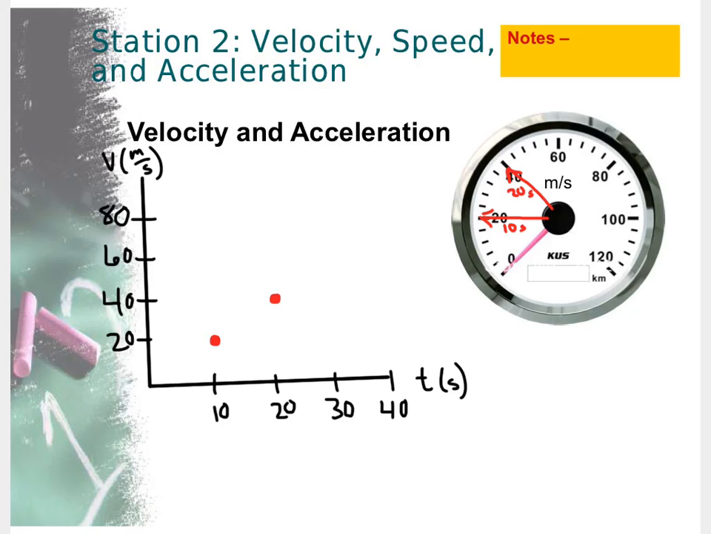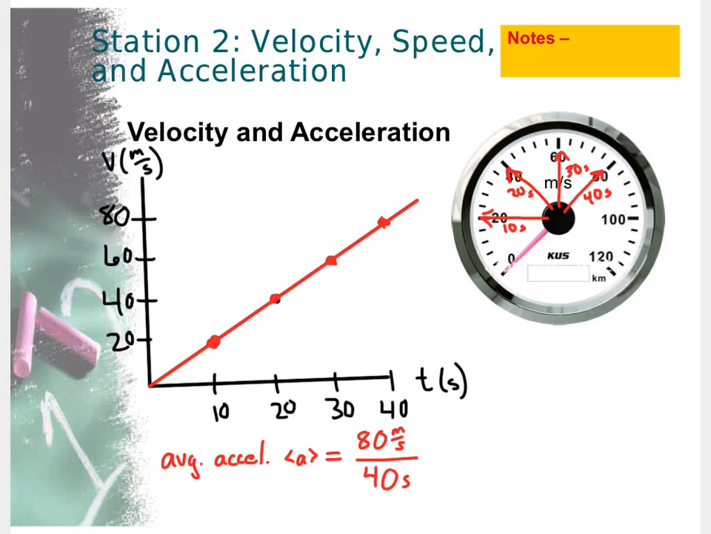Ooh, that doesn't look right because I put, actually, this is 40, not 30, sorry. So after 20 seconds, I have a speed of 40 meters per second. And then after 30 seconds, I'm up to 60, and after 40 seconds, I'm up to 80. And when I plot this, it makes a nice straight line.